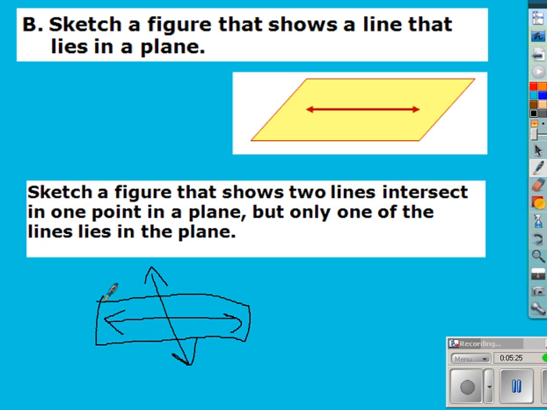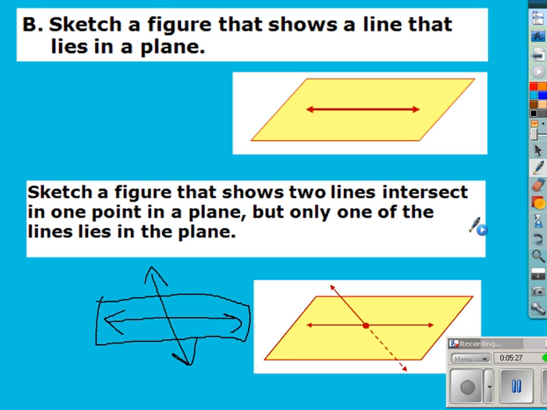Here's the book's version of the same thing. They've got two lines intersecting. You'll notice they put dashed lines to show that it goes underneath the plane, goes through the plane vertically. I'm not going to ask that you put those dashed lines in there, but that is up to you. So that's the book's interpretation of that.